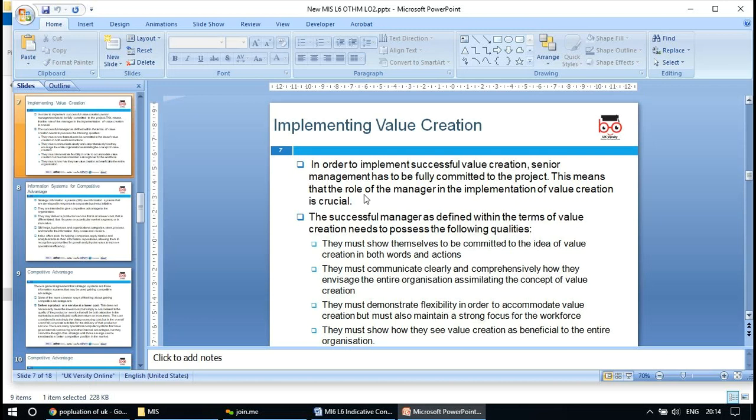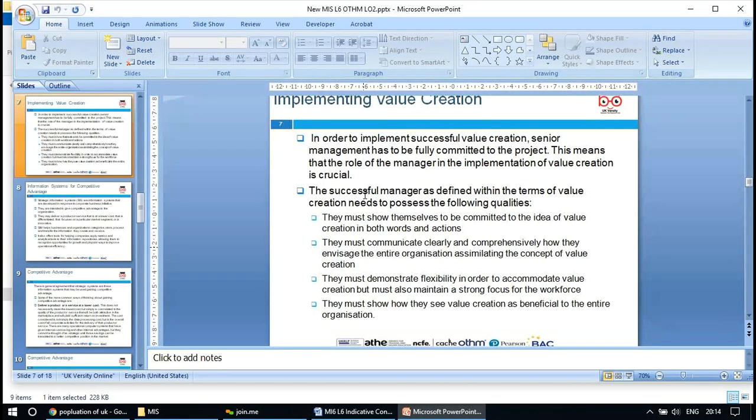In order to be successful, a manager, as defined within the terms of value creation, needs to possess the following qualities. They must show themselves to be committed to the idea of value creation in both words and actions. They must communicate clearly and comprehensively how they envisage the entire organization. They must demonstrate flexibility in order to accommodate value creation. They must show how they see value creation as beneficial to the entire organization.